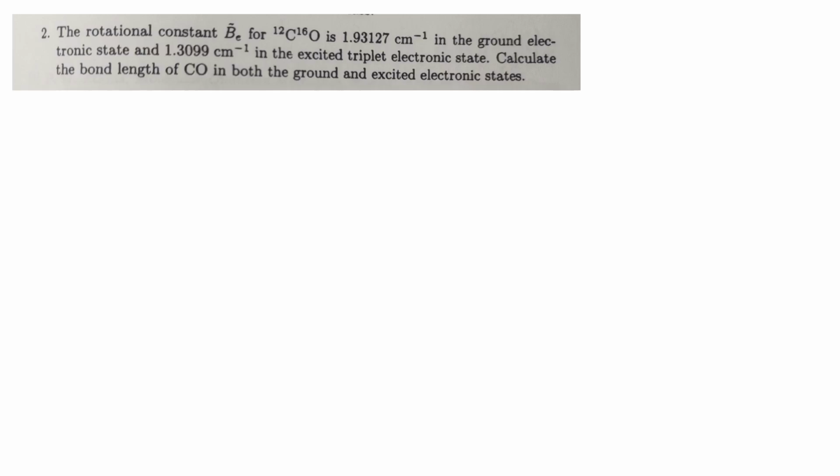Okay, so that is one of the aspects of this question I would like to highlight, that the current state of the art spectrophotometers are even better than this. Okay. Now let us come back to the question. The rotational constant is given in the ground state, and you see the rotational constant now decreases to 1.3099 centimeter inverse in the triplet excited electronic state.